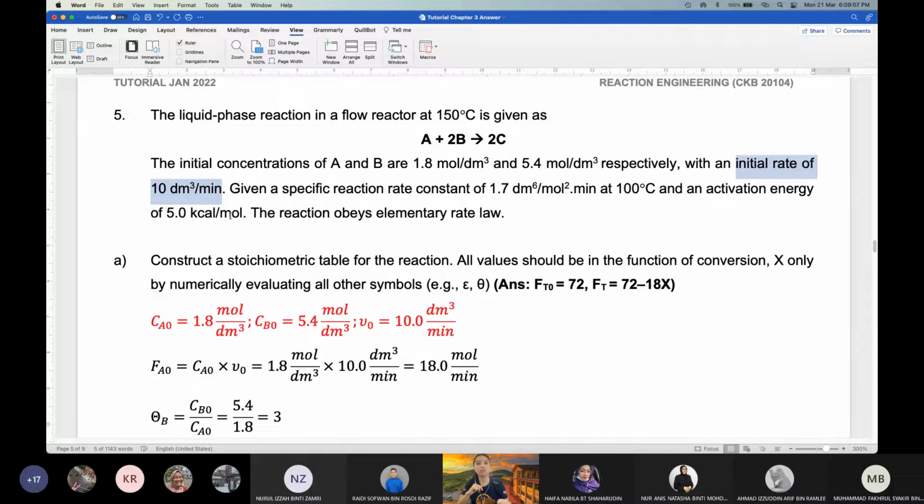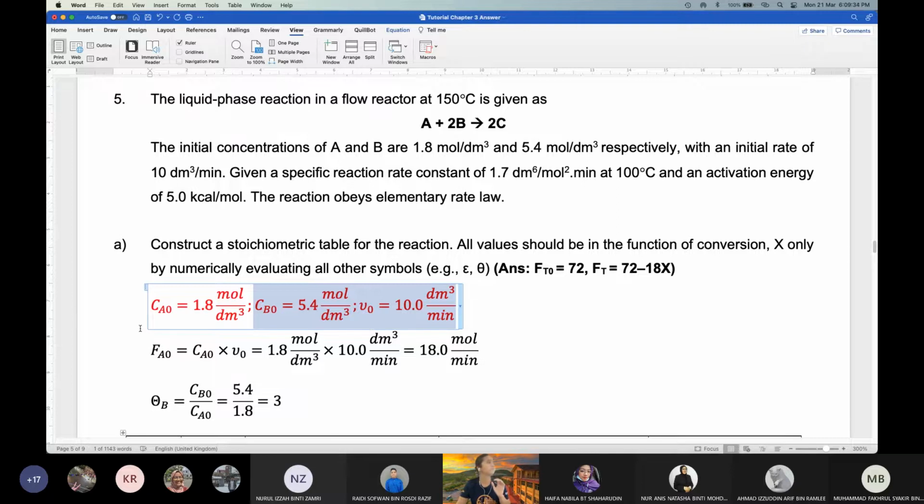So again, dm cube per minute changes to the dimension of dm cube, volume, over minute, time. Volume per time is the volumetric flow rate. Then the volumetric flow rate, as you know, has an initial and a final value. Here it says initial, so this is the initial volumetric flow rate, epsilon naught. Okay, so epsilon naught is given as 10 dm cube per minute, as I showed in the red writing. So CA0 is 1.8, CB0 is 5.4, epsilon naught is 10 dm cube per minute.